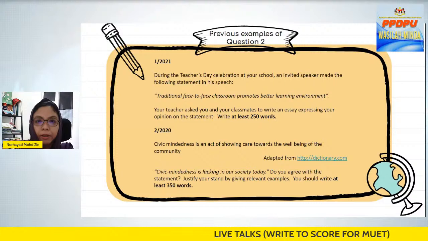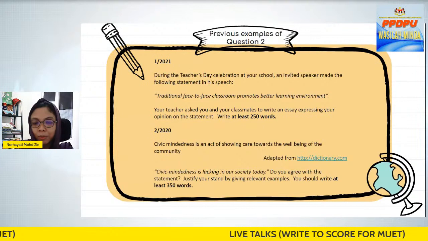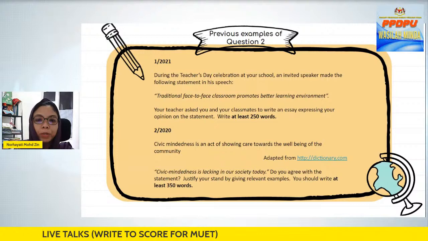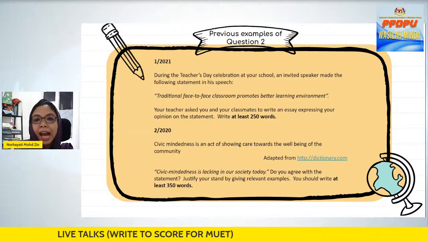Okay, there were a lot of mistakes made by candidates in that session, where they wrote a speech instead. Now, this is not a speech. If you look back at the instruction, the teacher asks you and your classmates to write an essay expressing your opinion on the statement.